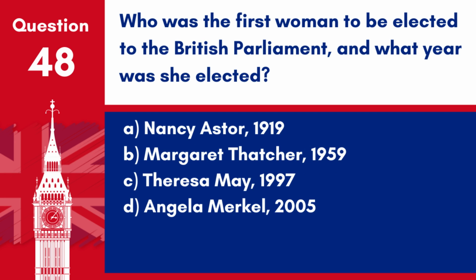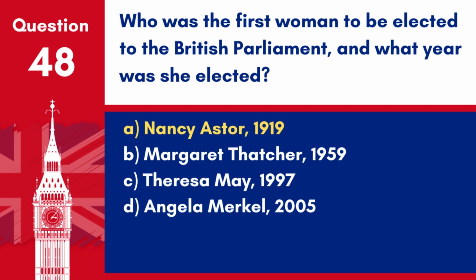Question 48. Who was the first woman to be elected to the British Parliament, and what year was she elected? A. Nancy Astor, 1919. B. Margaret Thatcher, 1959. C. Theresa May, 1997. D. Angela Merkel, 2005.